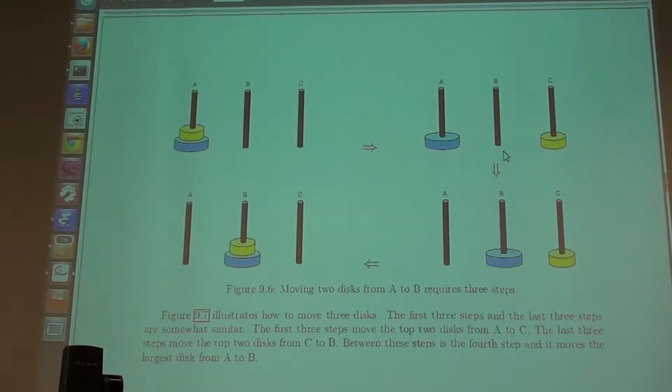Let me explain the problem again. You have a set of disks from small to big, small on the top, big on the bottom. You want to move from A to B. And you cannot have a situation where a bigger disk is above a smaller disk.